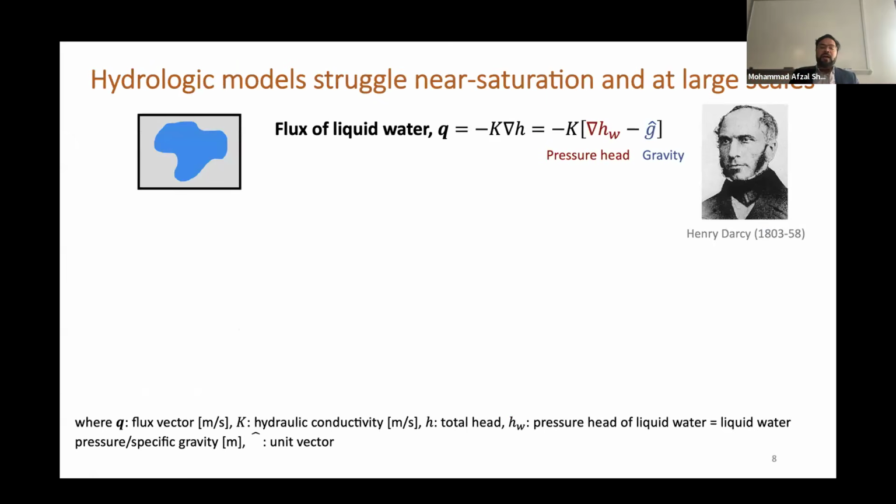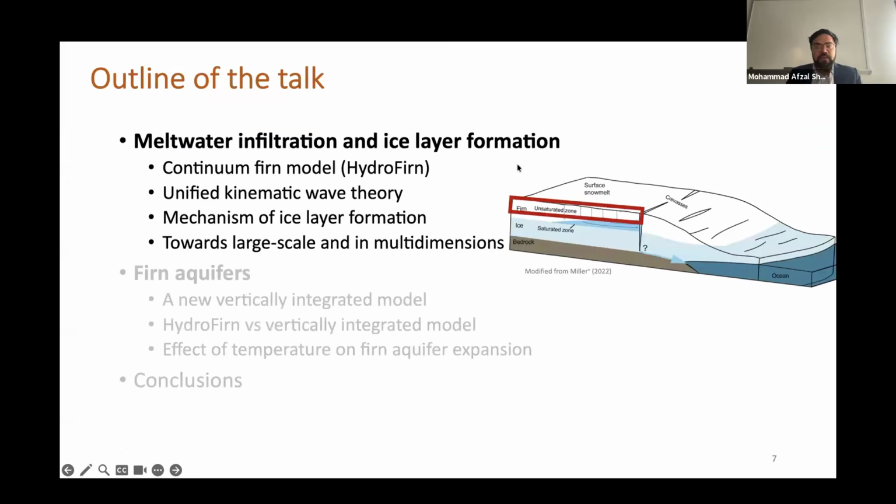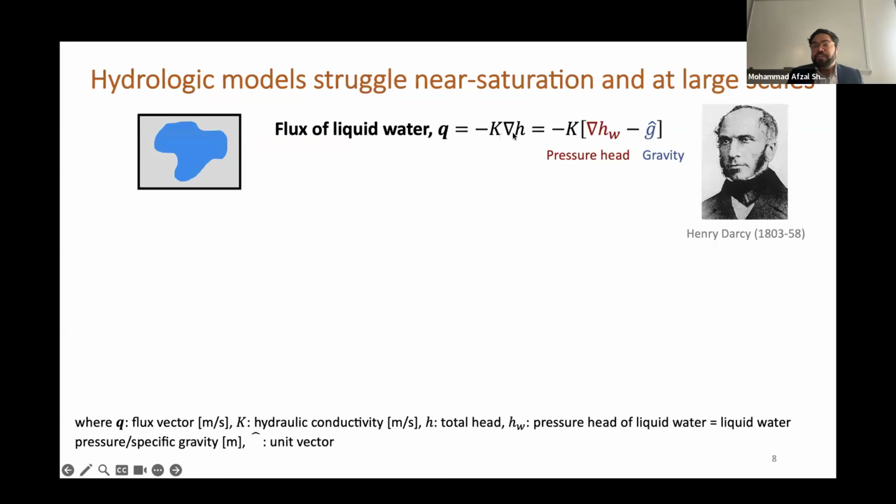Physics-based hydrologic models are based on a phenomenological law called Darcy's law, which was given by the French engineer Henry Darcy. It says that the liquid water flux depends on the fastest decrease in total water potential. We call it head, and the units are in meters. This Q is proportional to the gradient of head, and it has a prefactor, which is called hydraulic conductivity. Hydraulic conductivity is the ability of a porous medium to let fluid pass through it.